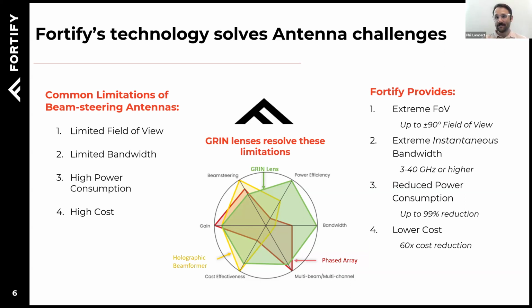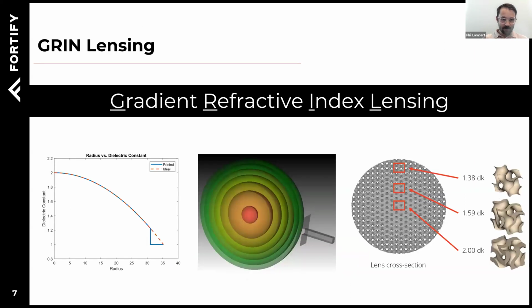and lower cost to manufacture those competitive technologies and lower cost to operate. And so I made a reference there just a minute ago to GRIN lenses. And so what are GRIN lenses? If we move forward one slide, Daniel. GRIN is an acronym that stands for Gradient Refractive Index lensing. So that's what GRIN stands for.